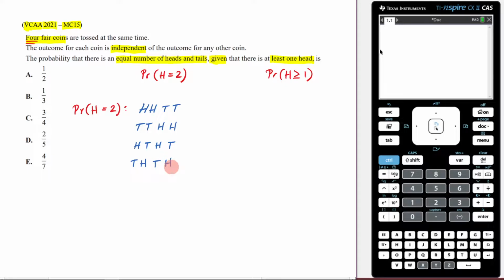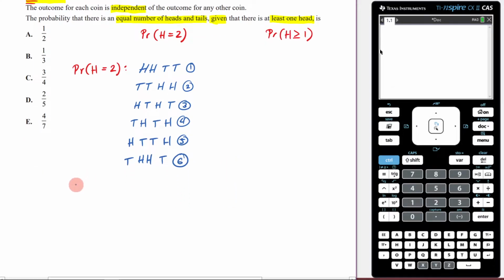What's another way that you could do this? What if you got a head, a tail, and a head? Or a tail, a head, and a head, and a tail. So that means there are 1, 2, 3, 4, 5, 6 different ways of getting this. Now, how many options in total? So what's the total sample space?